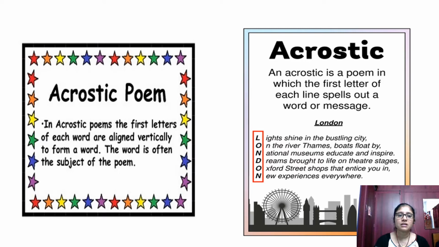So in acrostic poems, the first letters of each word are aligned vertically to form a word. Aligned vertically in the sense we say standing and sleeping line. So in this poem, whatever title you choose, the words in that title you will be writing one below the other, and from that you will be forming a poem. And the main important thing is whatever you write should describe that title.